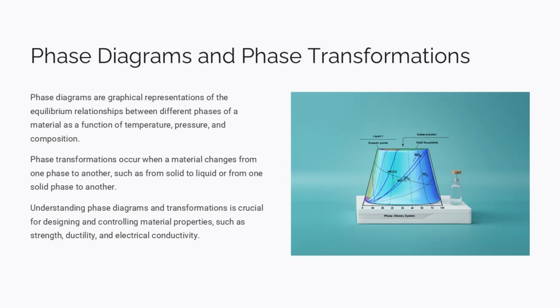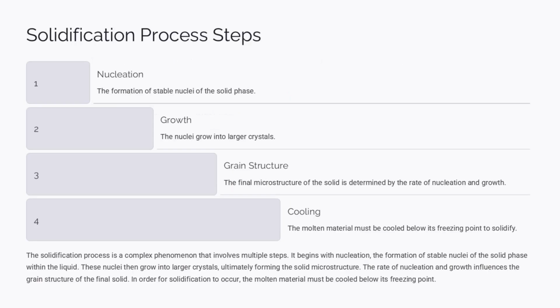Analyzing this detailed binary alloy phase diagram can provide valuable insights into the behavior and processing of these materials. The solidification process involves several key steps that transform a molten material into a solid. First, nucleation occurs. This is the formation of stable nuclei of the solid phase within the liquid. These nuclei then grow into larger crystals, which determines the final microstructure and grain structure of the solid.